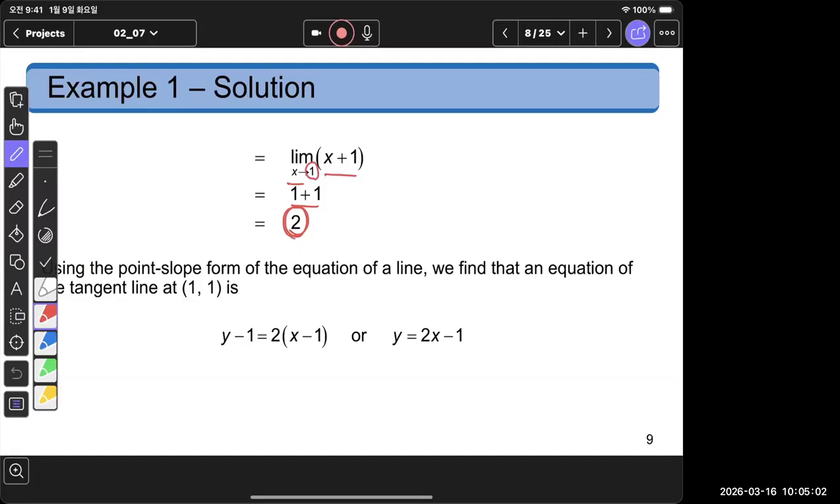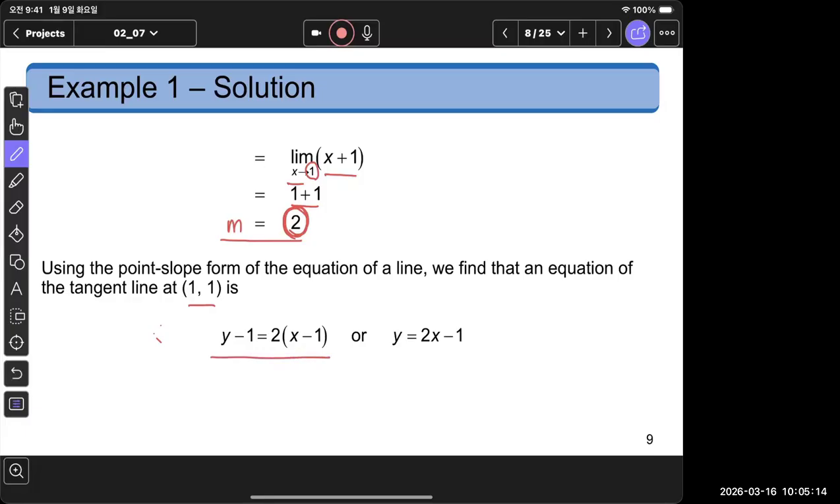Anyway, that 2 is the slope of the tangent line. Since I know that this line goes through 1 and 1, the equation of the tangent line will be y minus f of 1, which is 1, equals slope m times x minus 1. So we get y equals 2 times x minus 1. That will be the tangent line at 1 and 1. Or sometimes you may just have the value of the x only.